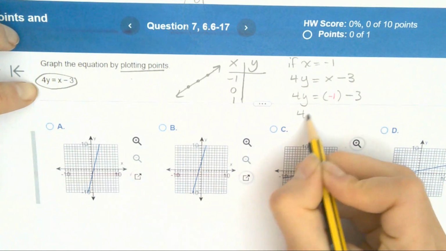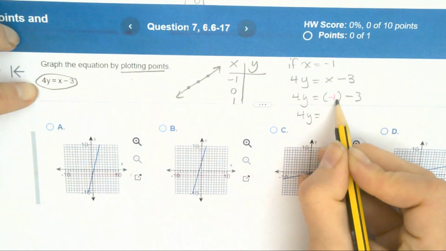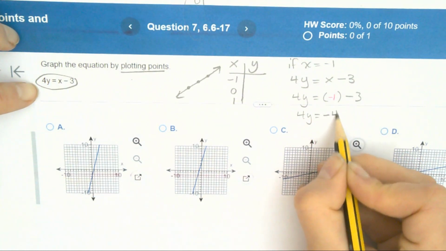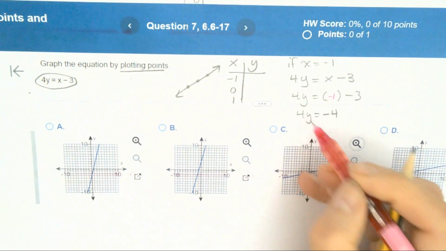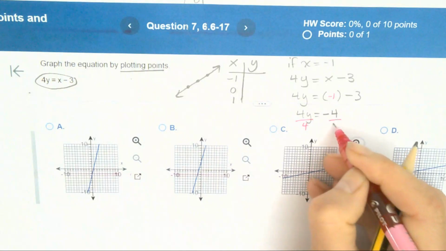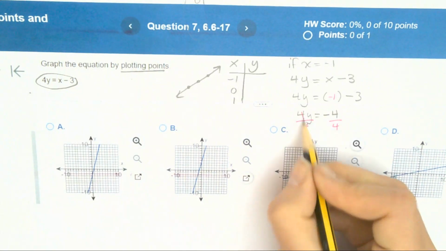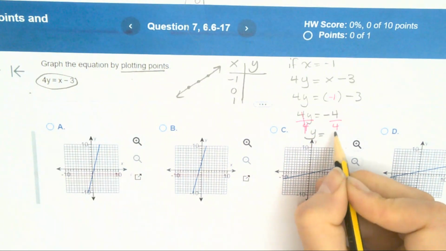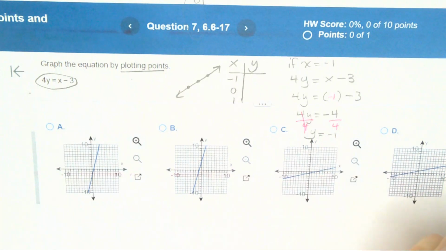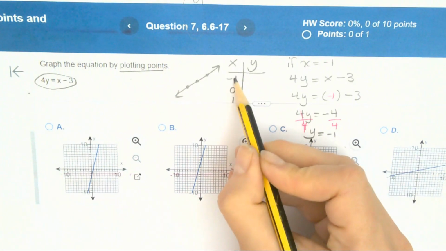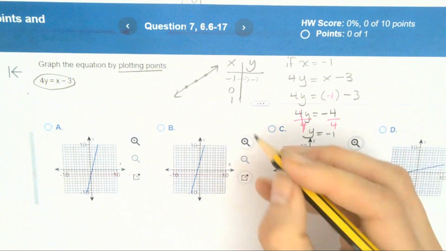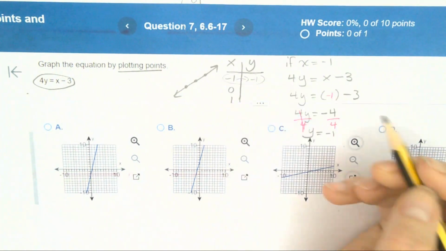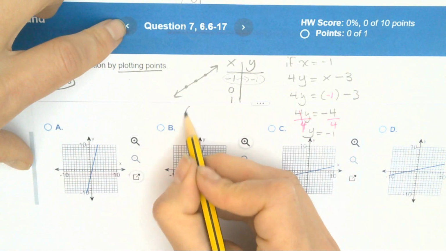So 4y equals, I lose 1 and I lose 3. I lost 4. Now y wants to be alone, so I have to get rid of that 4. So divide by 4, divide by 4. So that's 1. So y equals, that would be -1. So if x is -1, y is -1. So that's our first point there. -1, -1. So let's put it here.